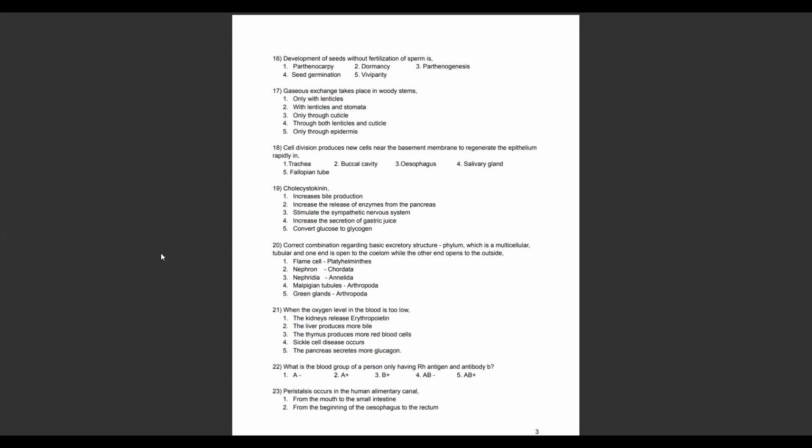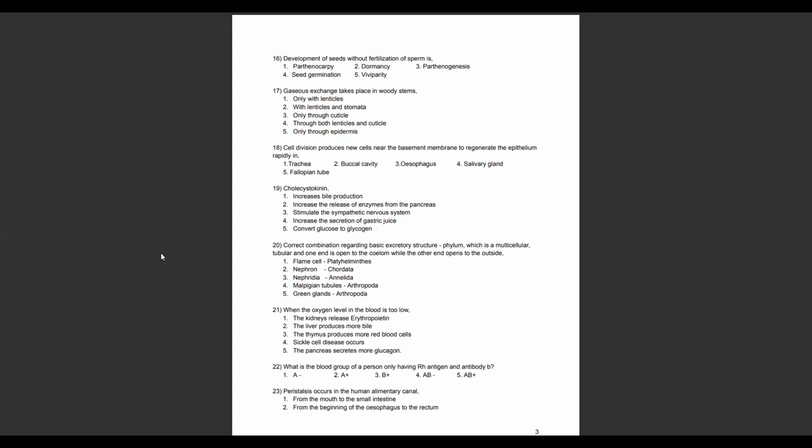Question number 23, peristalsis occurs in the human alimentary canal. What is peristalsis? Peristalsis is a wave, rhythmic waves, right? Does it happen in skeletal muscles or smooth muscles? Peristalsis is an alternating wave of rhythmic contractions and relaxation of the longitudinal and circular smooth muscles, right? So the answer should be the second answer, from the esophagus to the rectum, not in skeletal muscles but in smooth muscles.